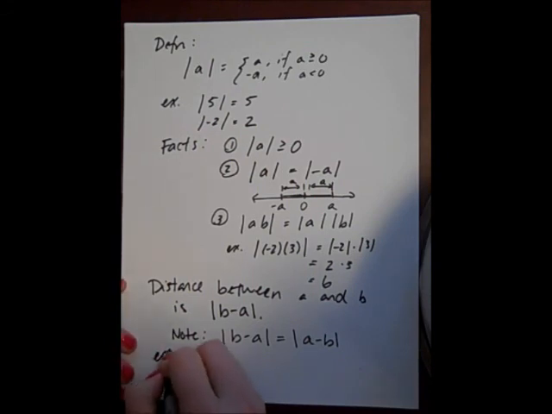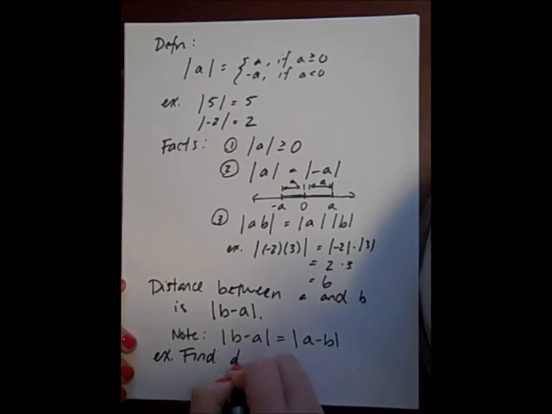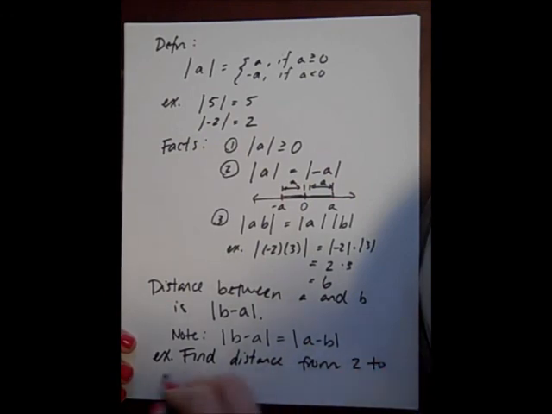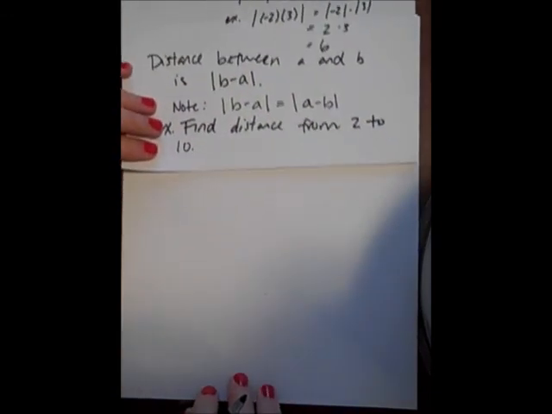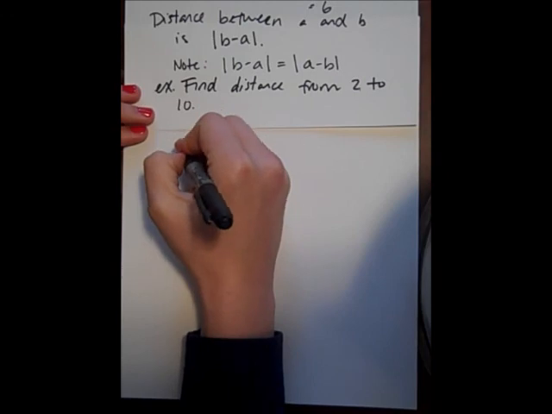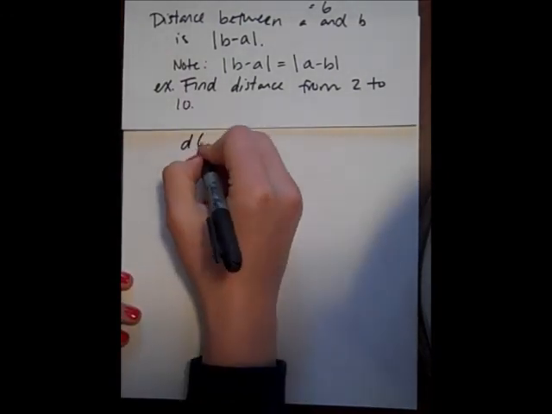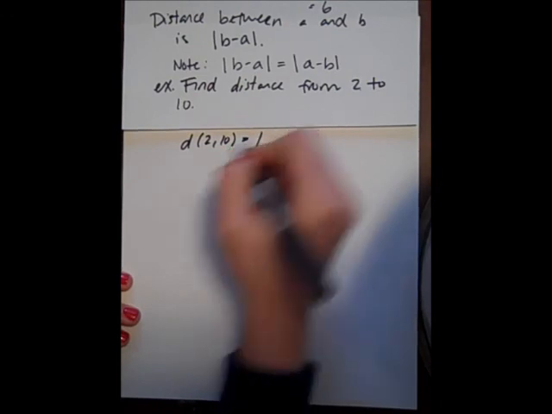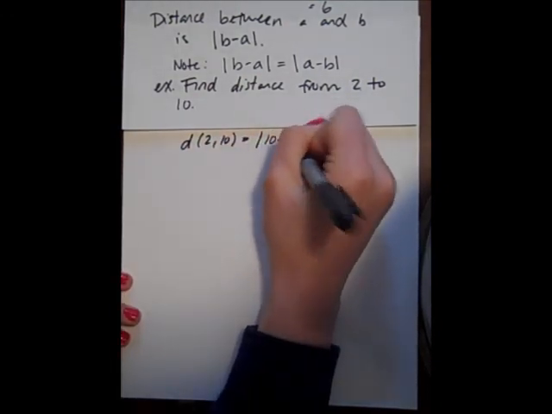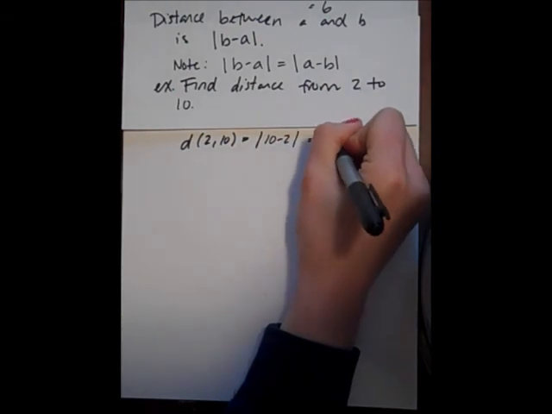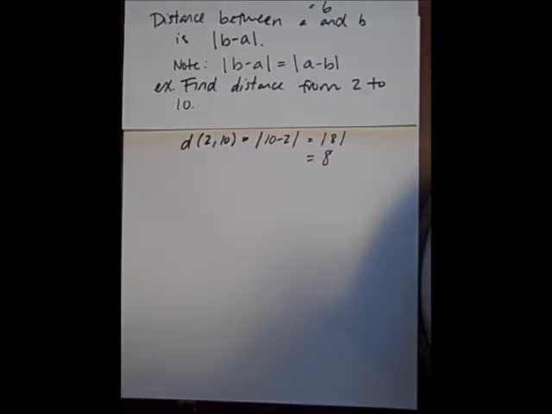So for example, let's find the distance from 2 to 10. A couple different ways I could do this. I could draw my number line and see how many spaces there are from 2 to 10, or I can say that the distance from 2 to 10 is the absolute value of 10 minus 2. 10 minus 2 is 8, so the absolute value of 8 is 8. So the distance from 2 to 10 is 8.